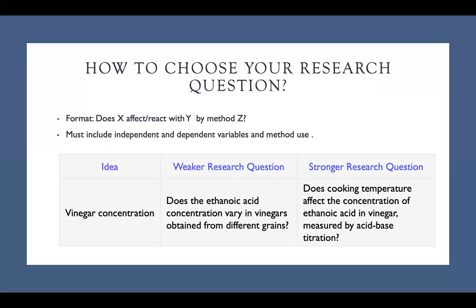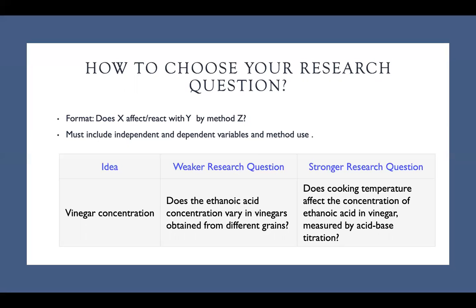So for example, if your idea is vinegar concentration, and you're narrowing down your research question, the weaker version will be: does the ethanoic acid concentration vary in vinegars obtained from different grades? In this research question, you can see that there's an independent variable and dependent variable, but there's no method used, and it's not really detailed.